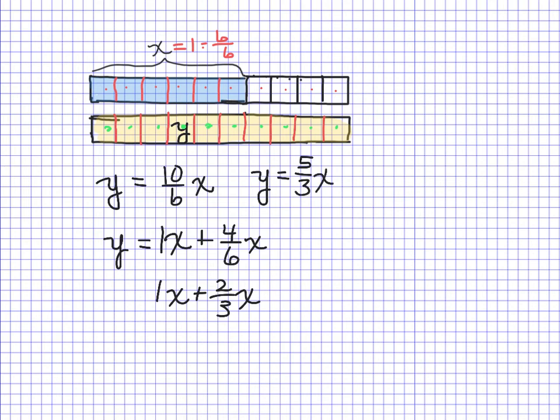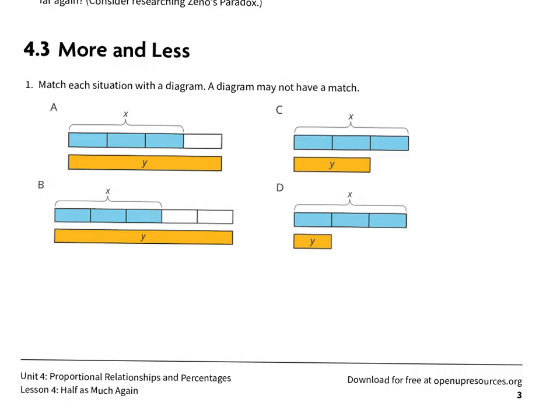Okay, so look for, again, that partition. How much is that x being divided into? And then is it getting longer or is it getting shorter? Are we adding to it or taking away from it? All right, let's try exercise 4.3.